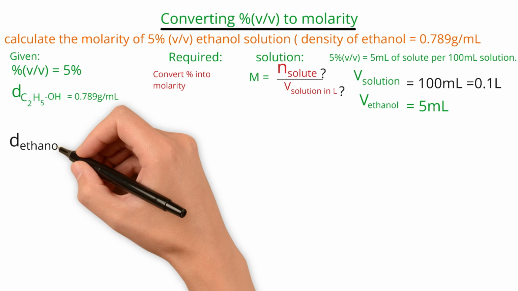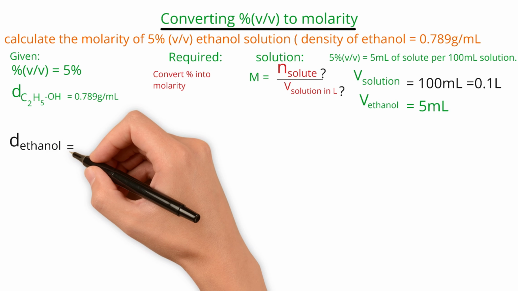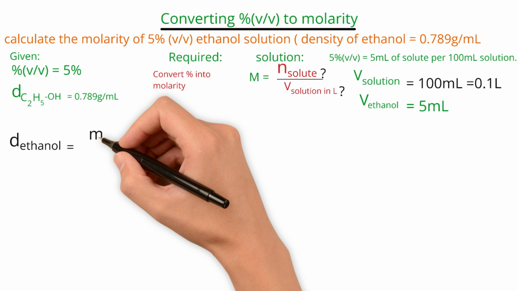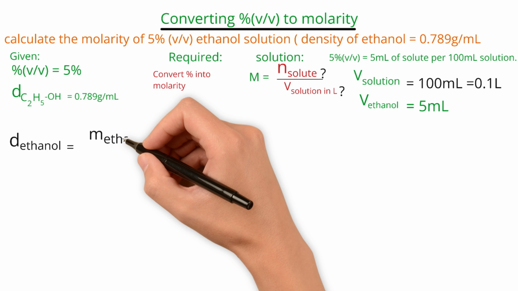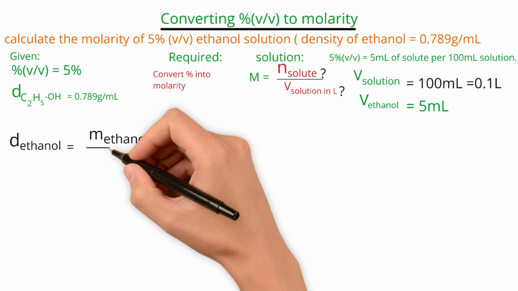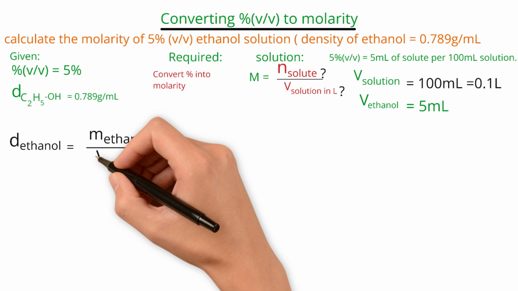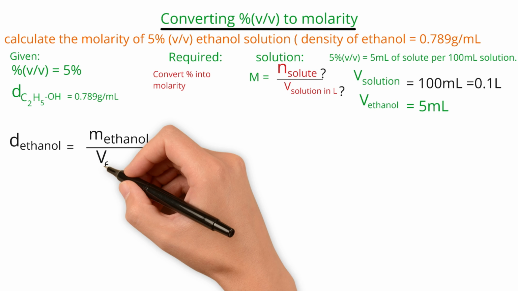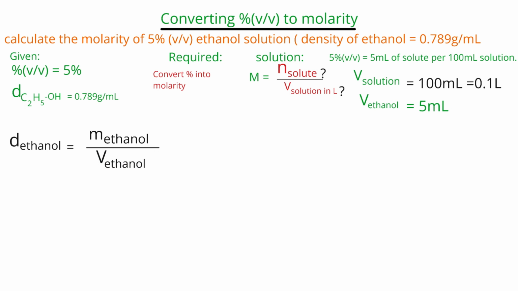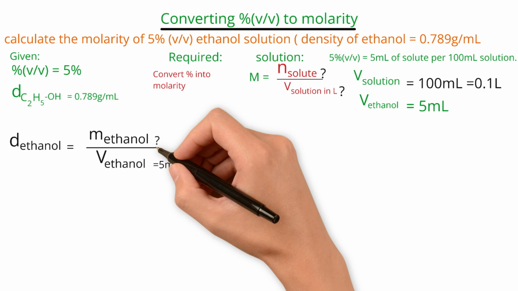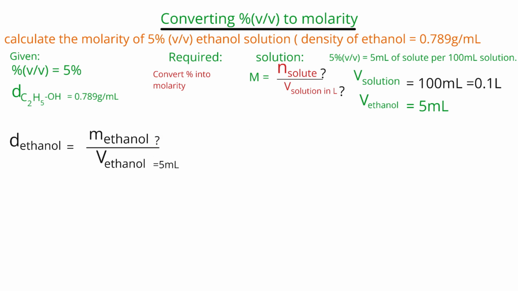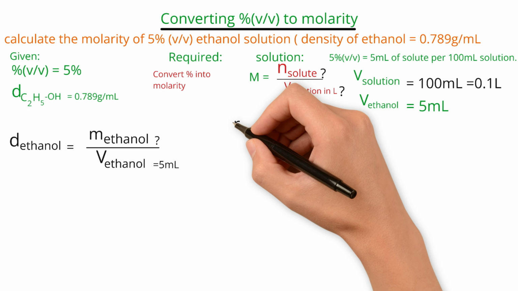Now, density of ethanol is equal to mass of ethanol over volume of ethanol, which is equal to 5 ml, but we don't know the mass of ethanol. So we cannot directly calculate it. Therefore, first we must determine the mass of ethanol.